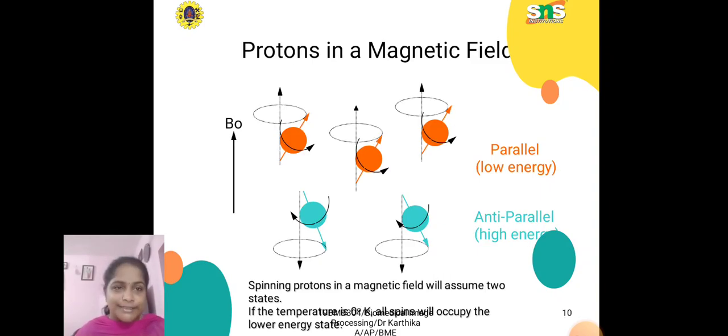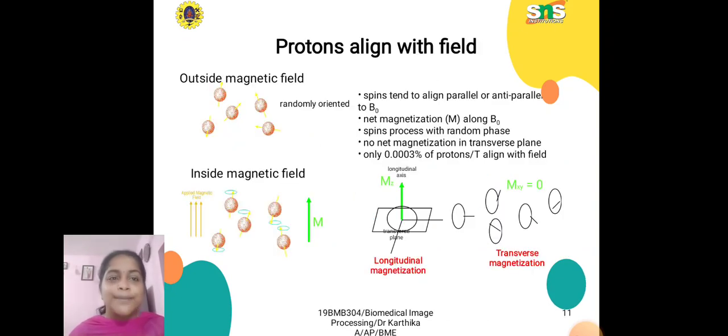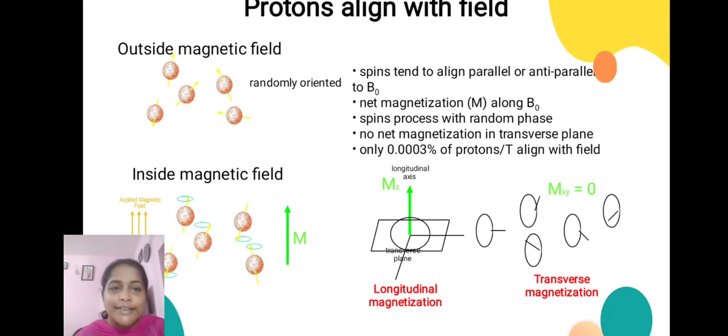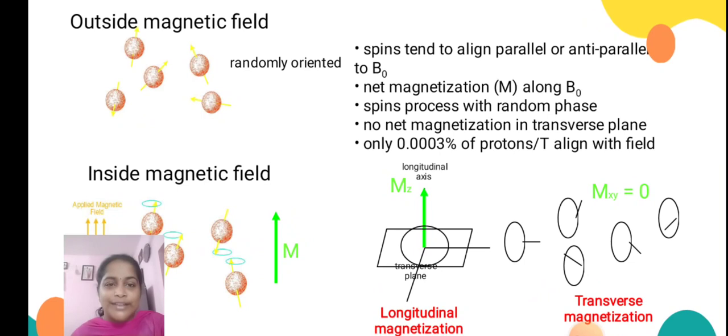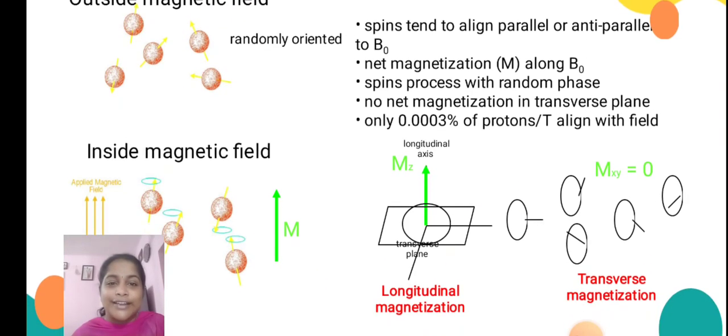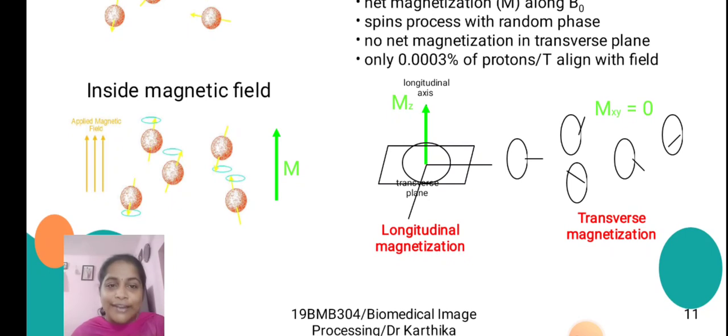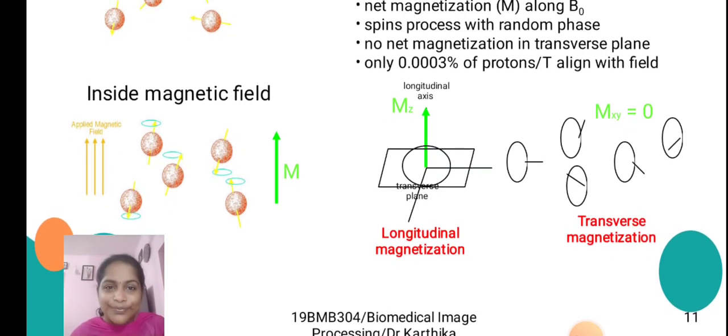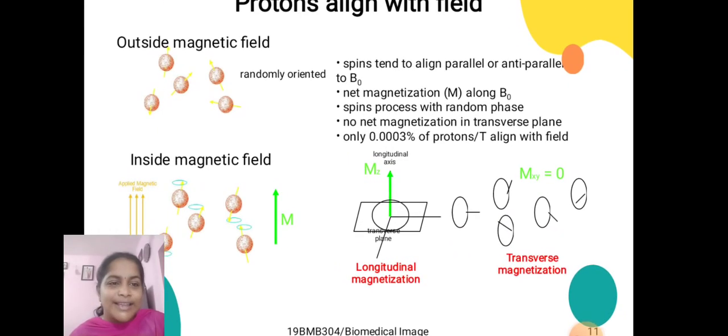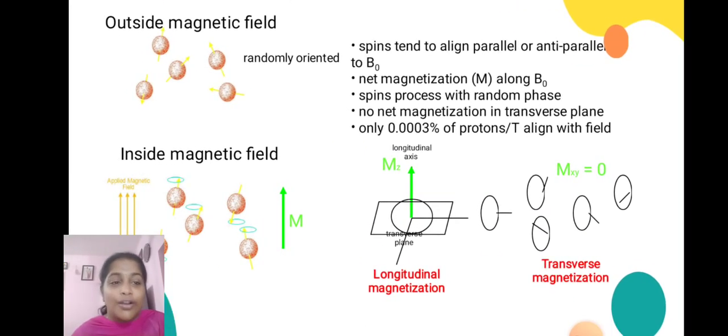See here, protons in a magnetic field. Parallel means it has low energy. Anti-parallel means it has high energy. See here how it looks for low energy and high energy. For protons aligned with the field, we have longitudinal magnetization and transverse magnetization. Outside the magnetic field the spins are randomly oriented, and inside we have the applied magnetic field and magnetic flux. See how magnetization looks in longitudinal and transverse magnetization.